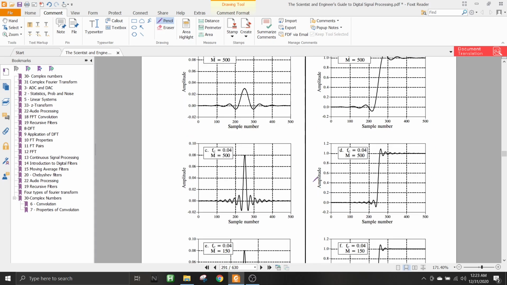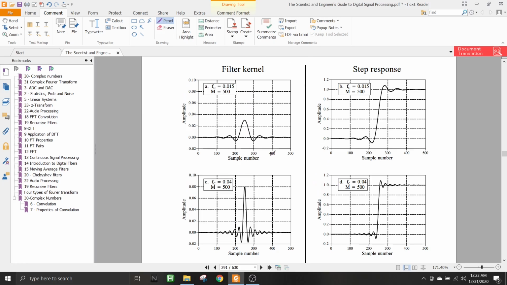So that is done. Now, if you look at some different filter kernels and their corresponding step responses, you'll see the different kinds of shapes they may take for different kinds of values. For example, if the cutoff frequency FC is 0.015 and M is 500, then the filter kernel would look something like this and the step response would look something like this.